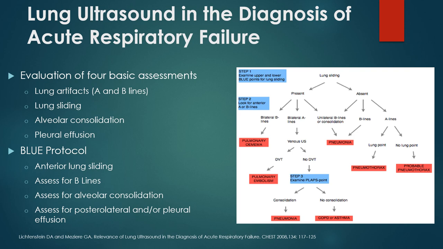So what he starts out with in the Blue Protocol is you start out by looking at lung sliding, you examine upper and lower blue points for lung sliding, then you look for anterior A or B lines. And if you've got B lines, you could have pulmonary edema. A lines, you're starting to look for some type of DVT, and you're looking at some type of lung point as well. If you've got no sliding at all, then you're looking for B lines and A lines. If you've got them, then you're looking for a diagnosis of pneumonia. If you've got A lines and you've got a lung point, which means like what we saw earlier, where you've got sliding versus no sliding, you probably have a pretty much definitive diagnosis of pneumothorax.